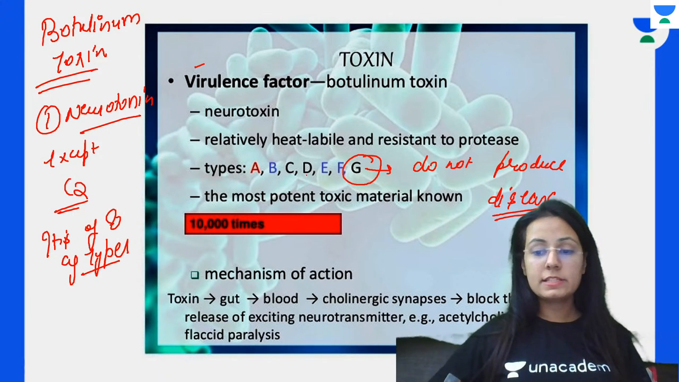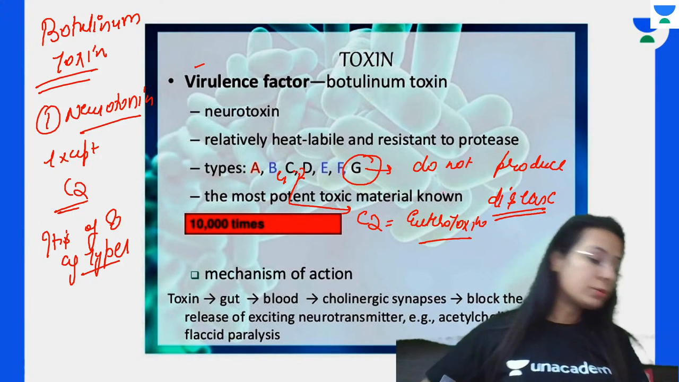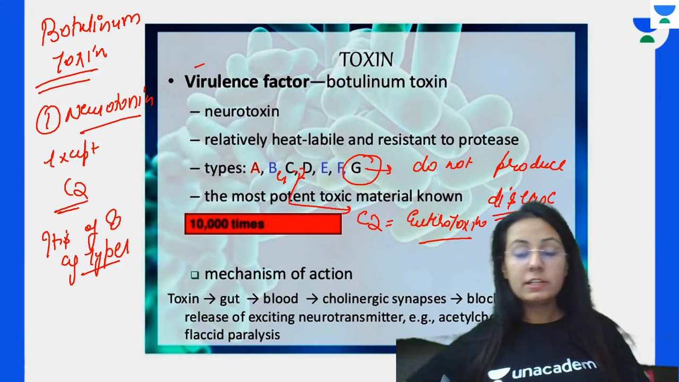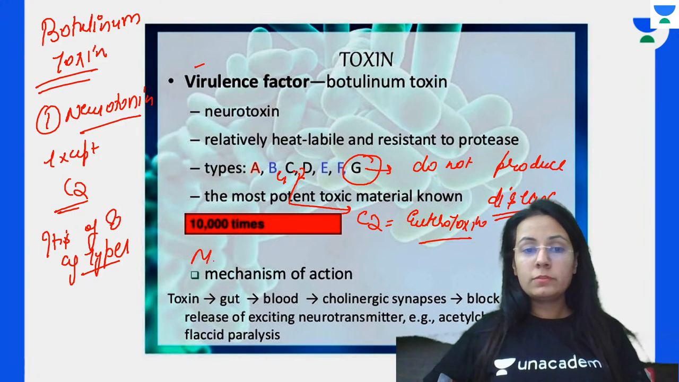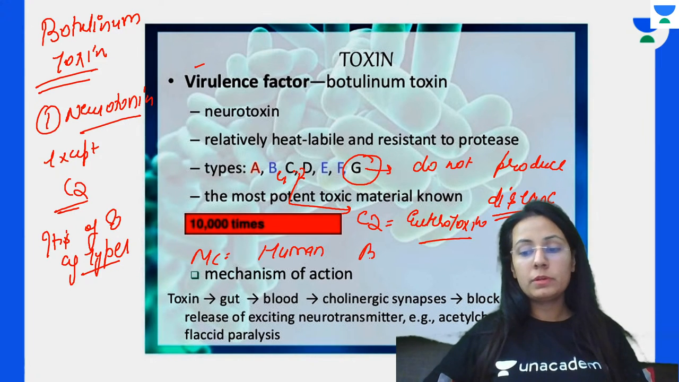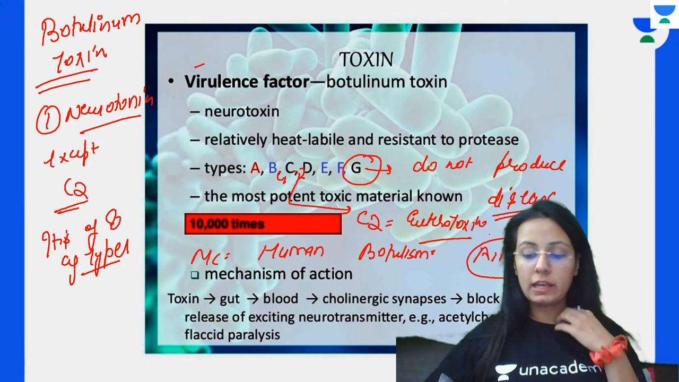All right, and C2 is not a neurotoxin. It is what? An enterotoxin. Please remember that G is not producing any disease, and C2 is an enterotoxin. What are the most common antigenic types causing human botulism? A, B, E and F.